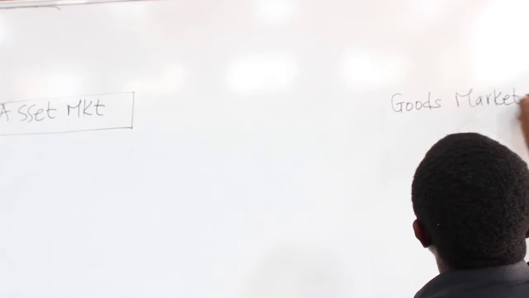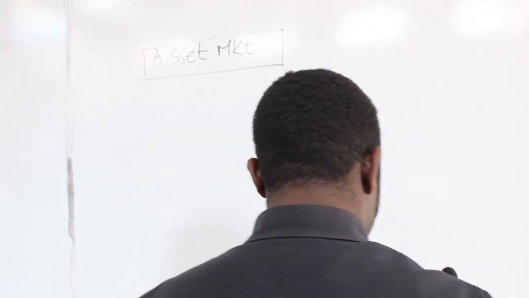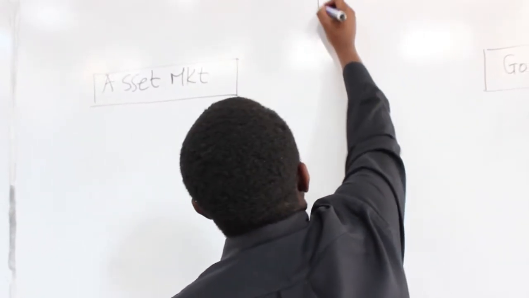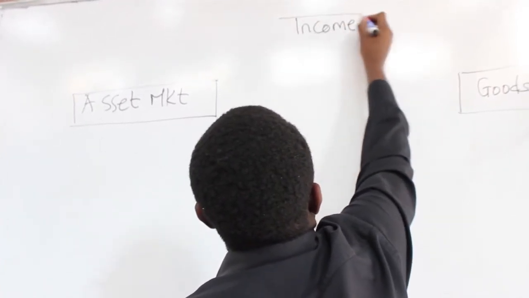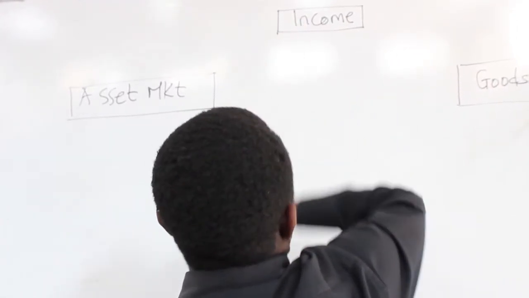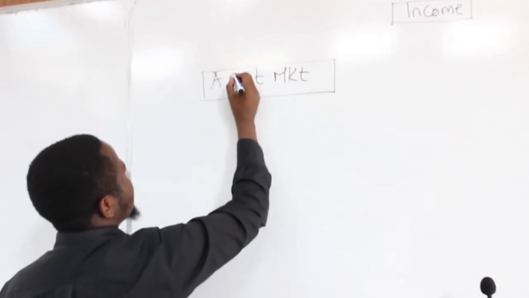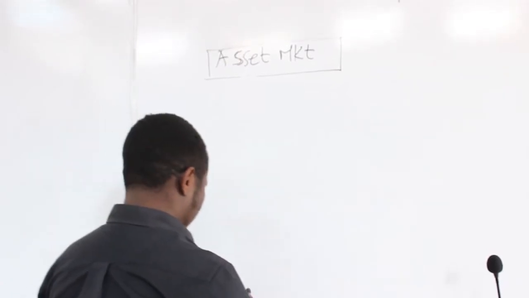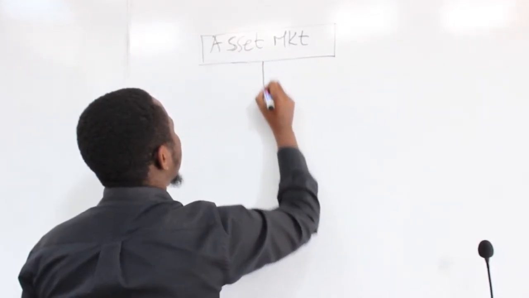Okay, so two markets, the goods market and the asset market. And in between these two markets, we assume that we have the level of income. So in the asset markets, we could have two markets as examples of asset market.